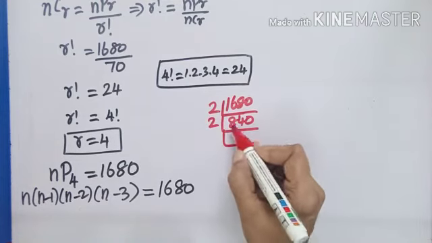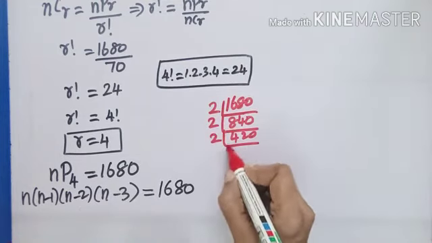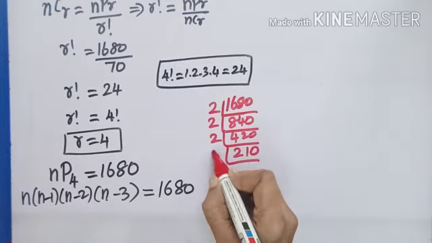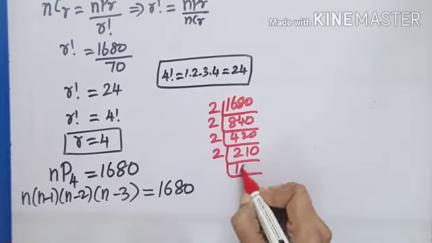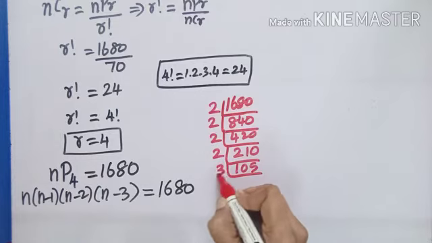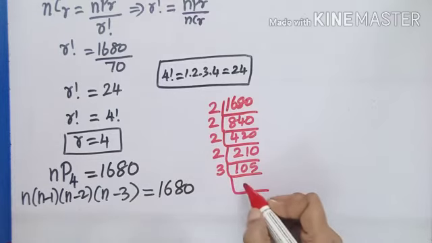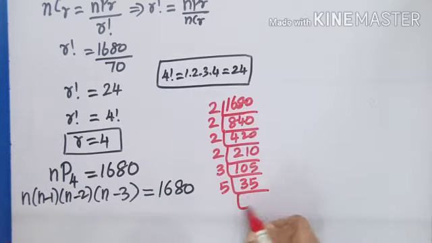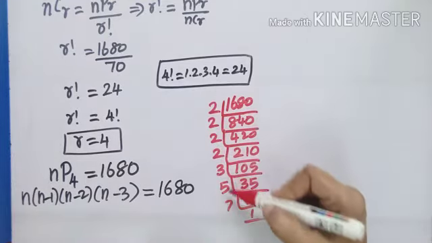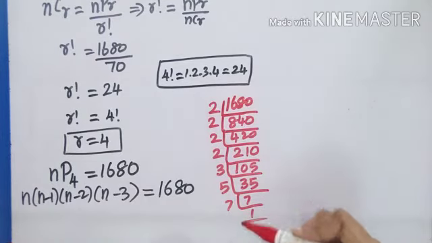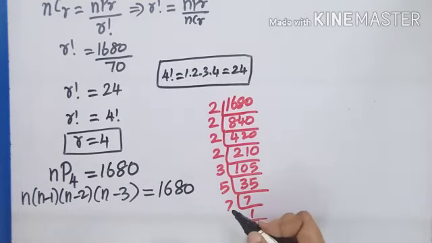Again I put 2. My answer is 420. Again put 2, 210. Again 2, it is 105. Now 2 won't go, so put 3. I get 3, 5. 5 I can put, it is 7. 7 I put 1. Out of all the numbers, I check which is the highest prime number, 7. So one number I have chosen is 7.